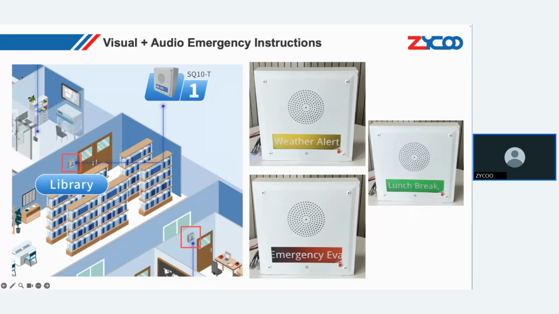The ZYCOO can display clear text instructions with specific background colors, such as yellow or amber or red, while broadcasting audio messages. And this will greatly improve the clarity and reduce the panic during some emergency scenarios.